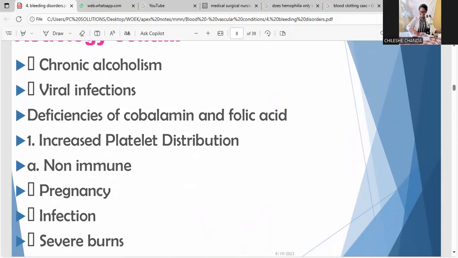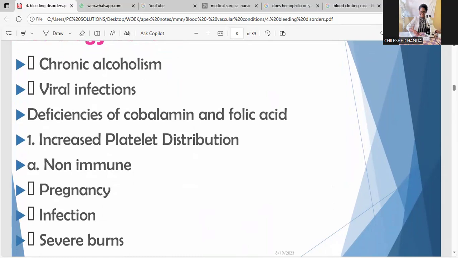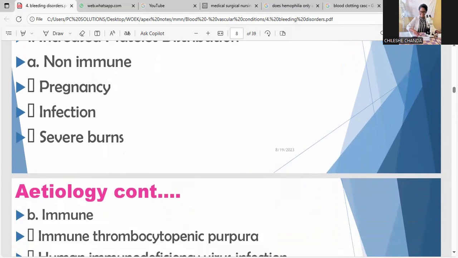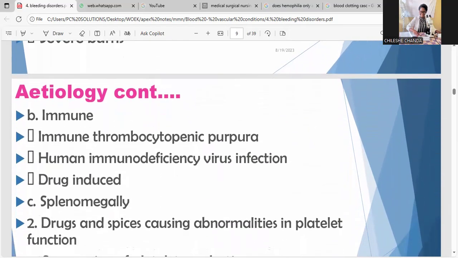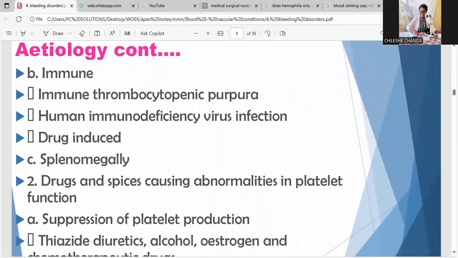And then we have increased platelet destruction. This is the second cause of thrombocytopenia, and this can be due to increased platelet destruction due to pregnancy, infection, or severe burns. There are other things that cause increased platelet destruction, where the platelets are needed in many, many more places.